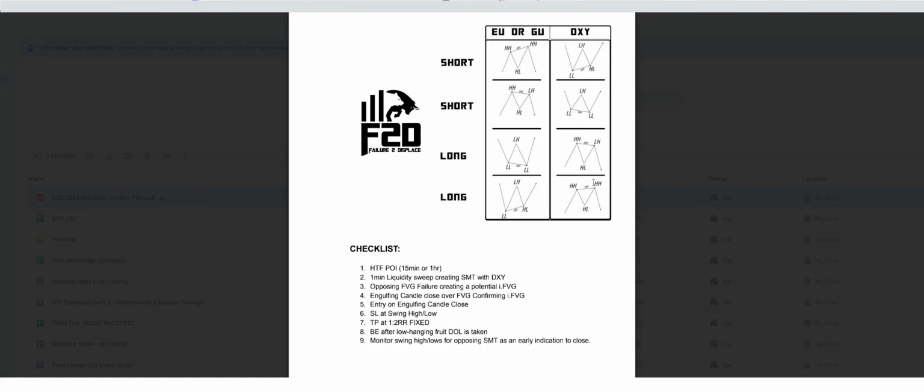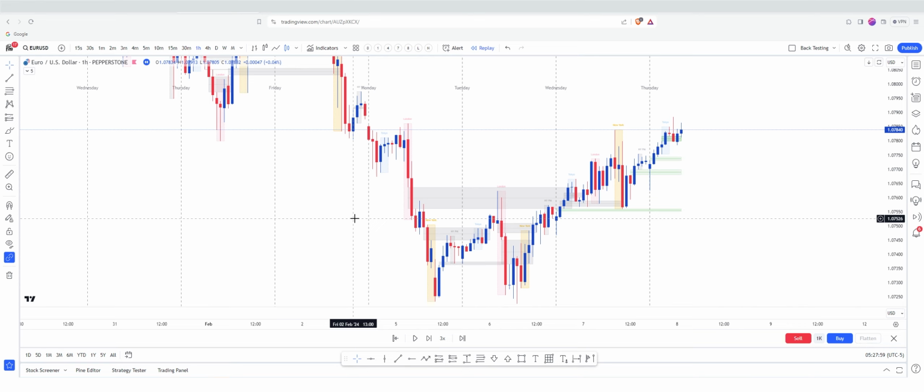So with all of that over with, let's jump into the charts now and take a look at this trade. So here we are on EURUSD now. We're going to dive into the charts and see if we can identify a potential bias for the macro.